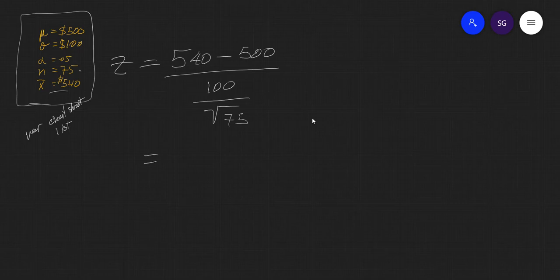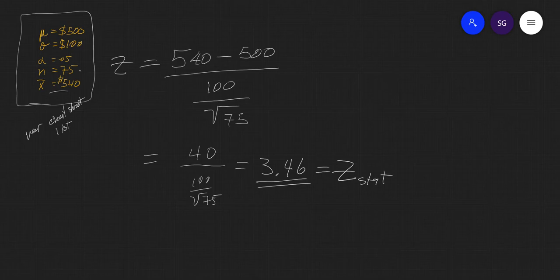And so this is relatively simple. This is 40 over 100 divided by the square root of 75. And through the magic of math and computers, I can tell you that the answer here is 3.46. This is equal to your Z statistic. So number 8 is done. And then you could actually come back over here to your list and put Z is equal to 3.46, right? Okay, so that's good. So that's number 8.